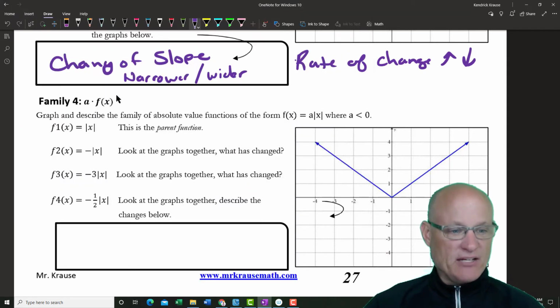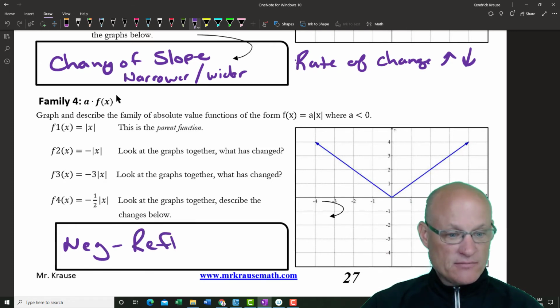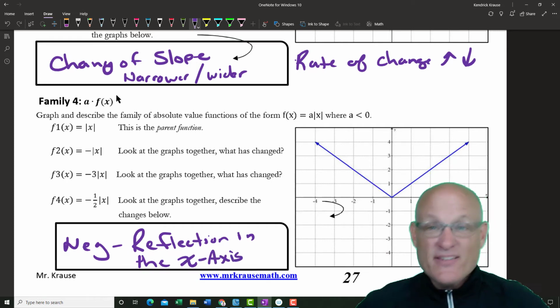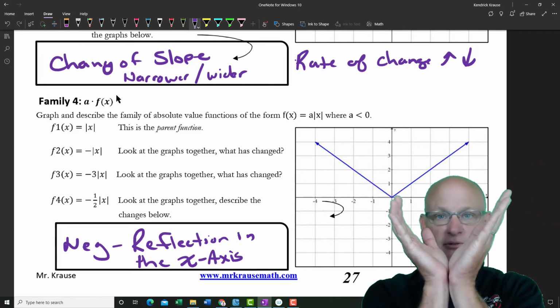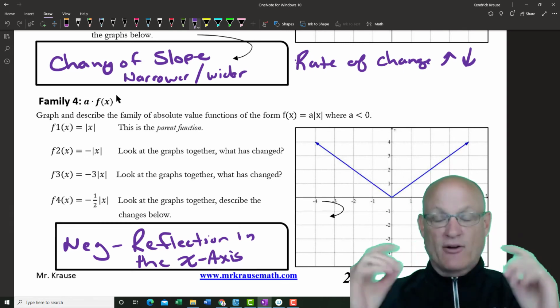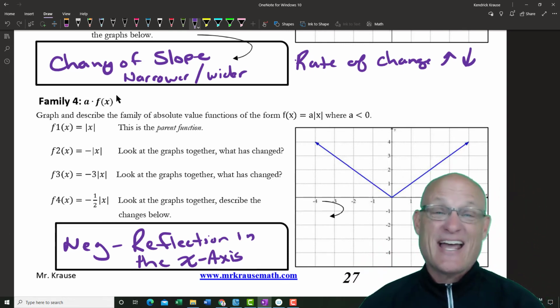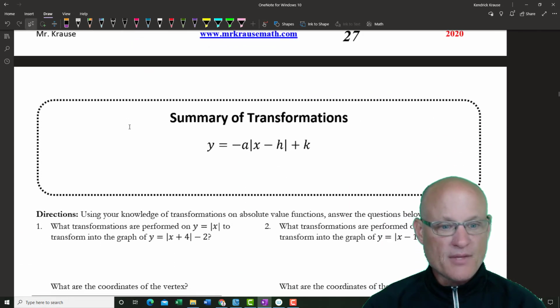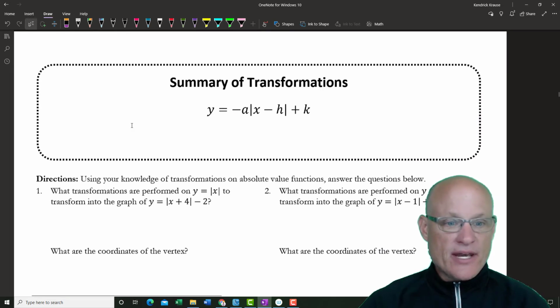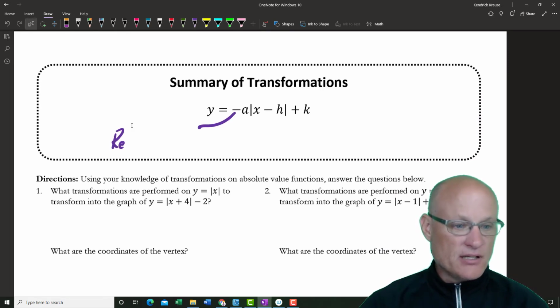So tossing a negative in front, the negative is a reflection over the x-axis. And this, if you remember from Algebra 1, when you had a parabola that was going up, but as soon as I put a negative in front, it was a parabola going down. And we're going to do these transformations over and over again. So a negative in front is just a reflection in the x-axis. All right. So let's do a summary. The negative, that's a reflection.